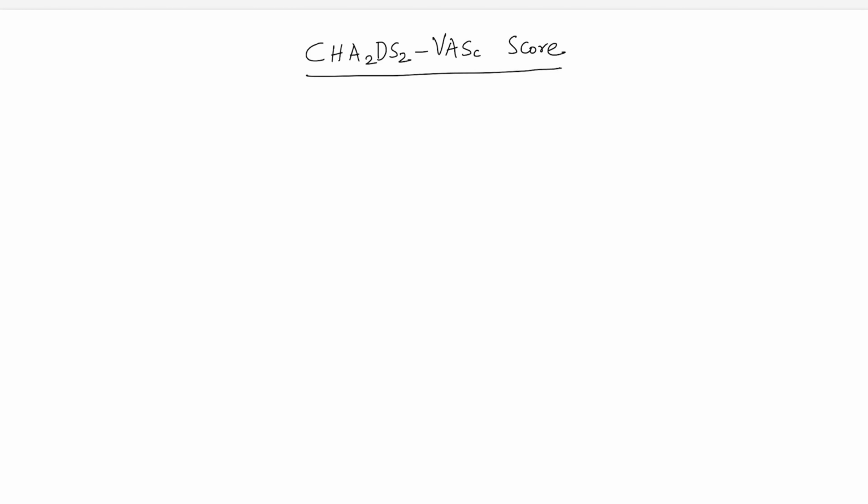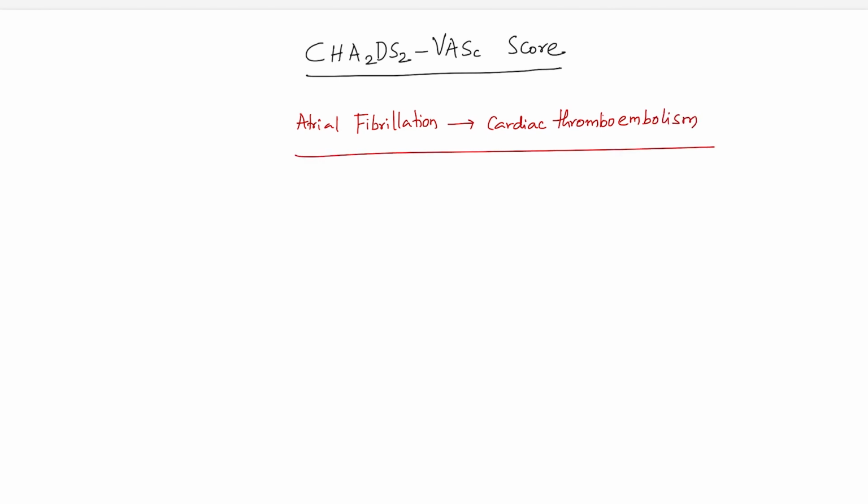So where it is used: in a case of atrial fibrillation or AF, these patients with atrial fibrillation or atrial flutter are prone to develop cardiac thrombi, right? Cardiac thrombi, which later lead to cardiac thromboembolism. So they very importantly need long-term anticoagulation.